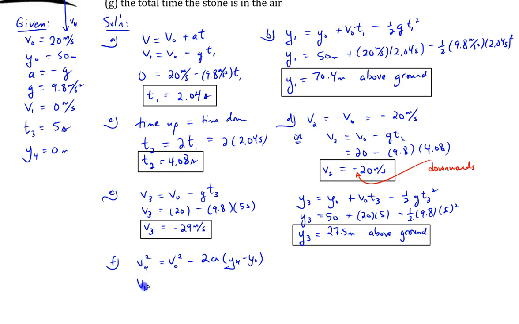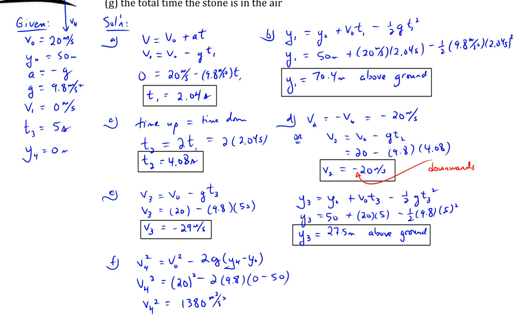All right, so v sub 4 squared equals the initial speed, which is 20 meters per second, squared, minus 2 times the acceleration. This should be a g, by the way. Negative 9.8 meters per second squared. And then the final position is 0, and the initial position was 50 meters above the ground. That's going to give you 1380 in meters squared per second squared.